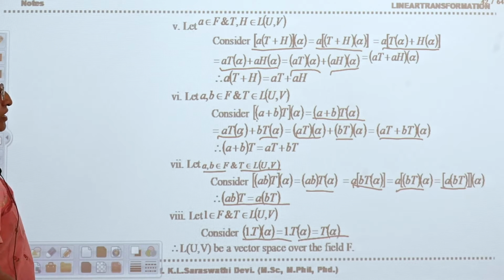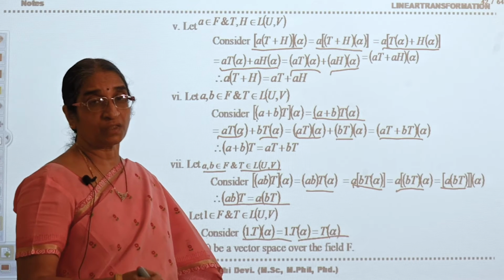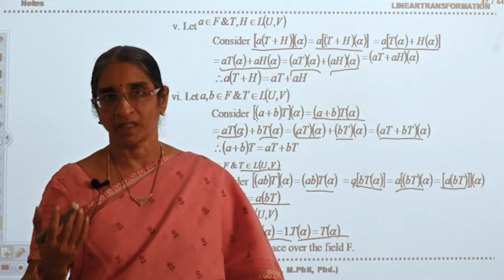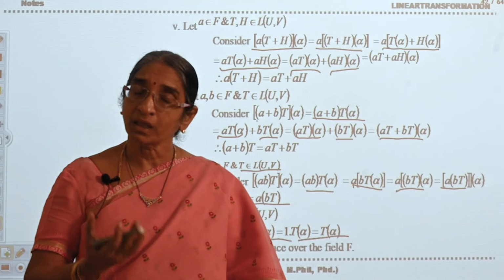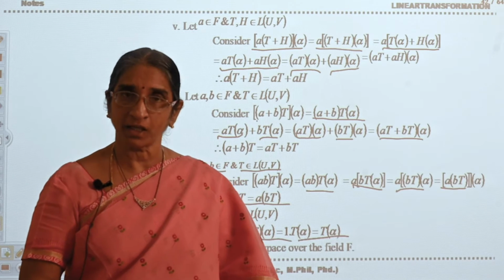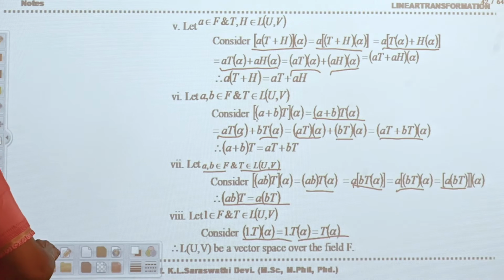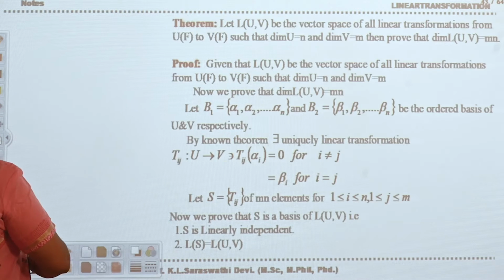Okay. Now, that is the set of all linear transformations between two vector spaces will form a vector space with respect to the addition of linear transformations and scalar multiplication of linear transformations. Is it okay? Now, see the next one.